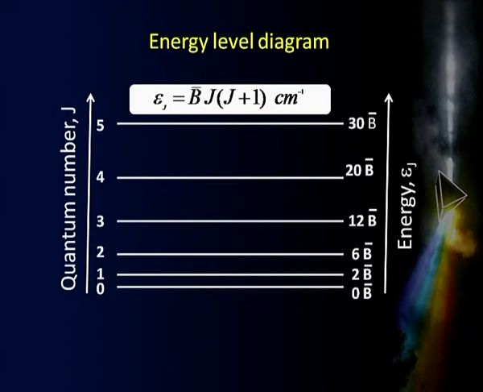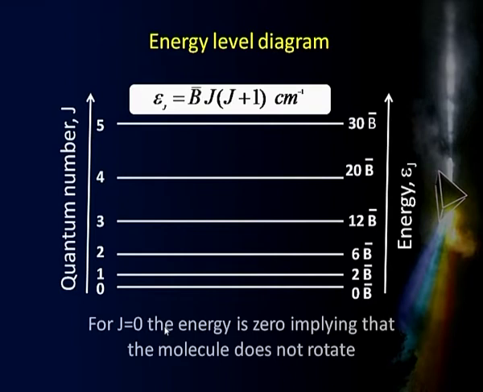Now, if we analyze this expression, we find that at the first level, when J is equal to 0, the energy is 0, which implies that the molecule does not rotate. That is fine. When I come to J is equal to 1, the energy happens to be 2B bar, and if I go further, it is 6, then 12, 20. What you find is that as J increases, the energy levels get farther and farther apart. That is one interesting observation about it. We will talk more about it as we proceed.